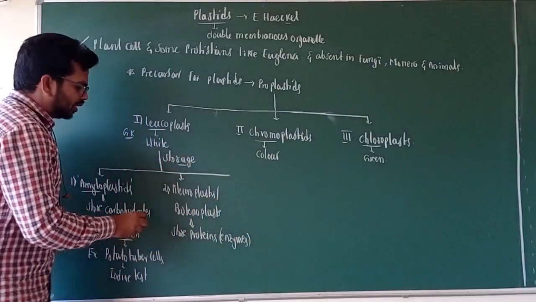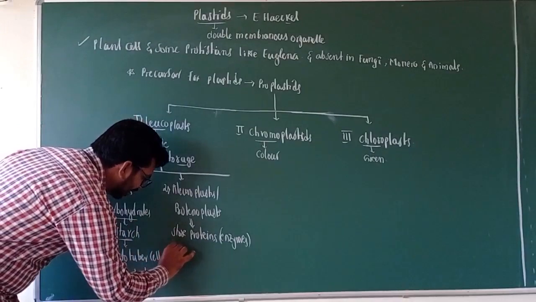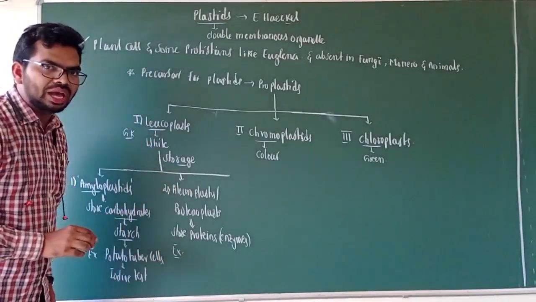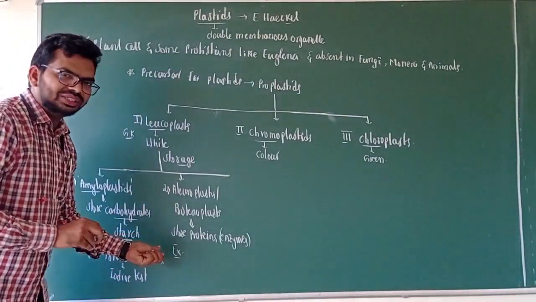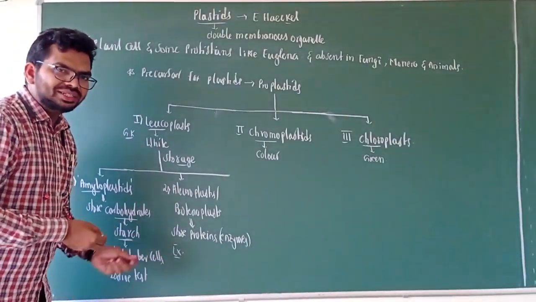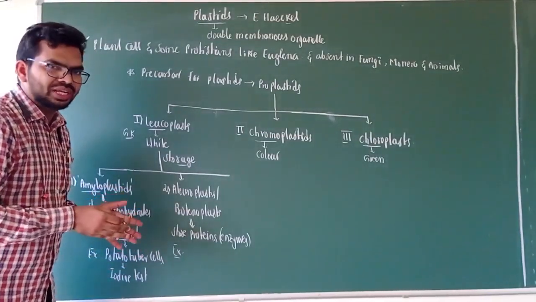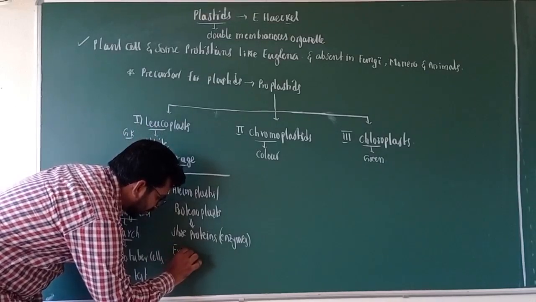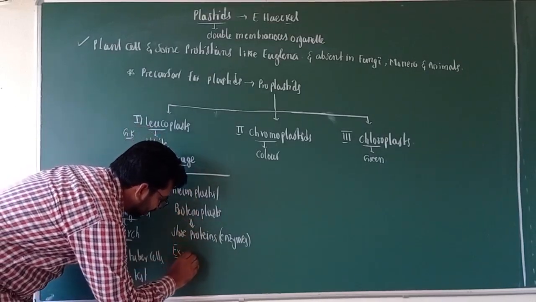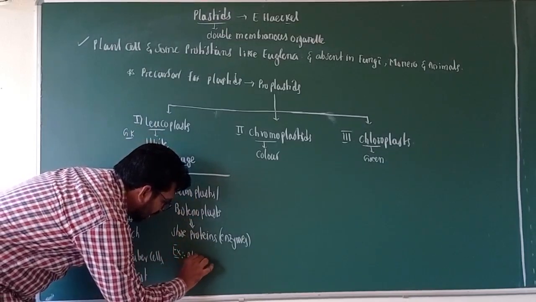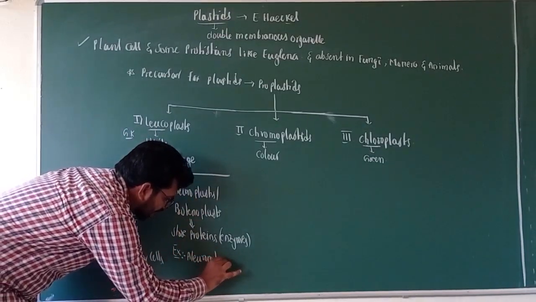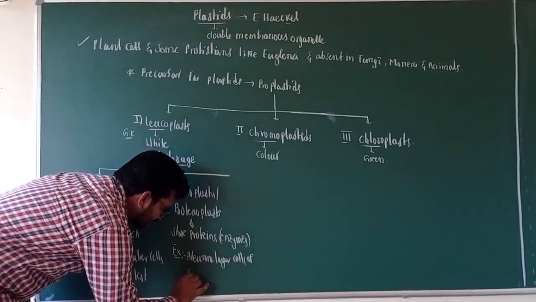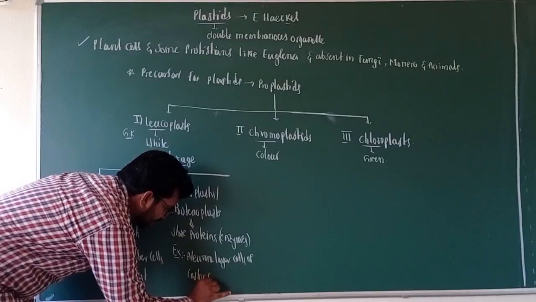Understanding, children? Here we can take one example: aleuroplasts are richly present in aleurone layer cells of castor seeds or cereal seeds, this outermost layer of cells. We can call it the aleurone layer, which is rich in aleuroplasts. You can take aleurone layer cells of castor and maize.